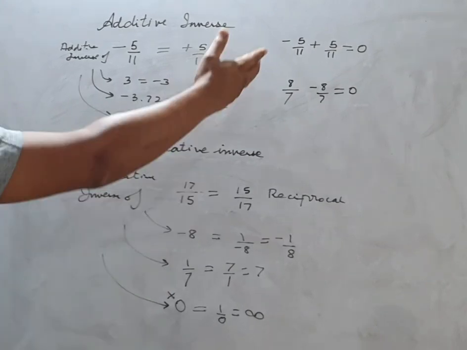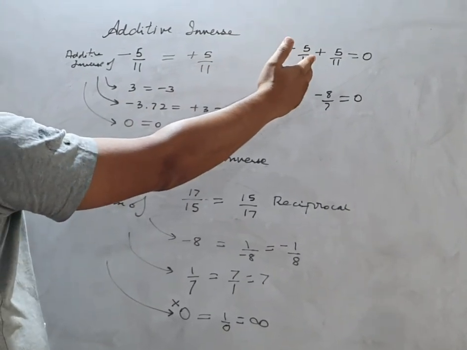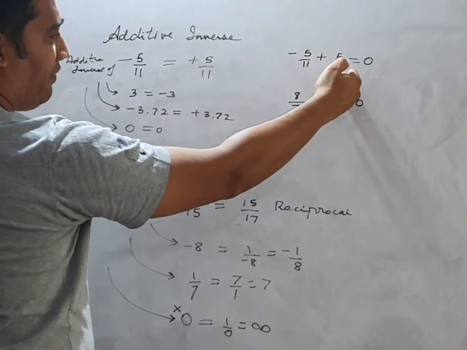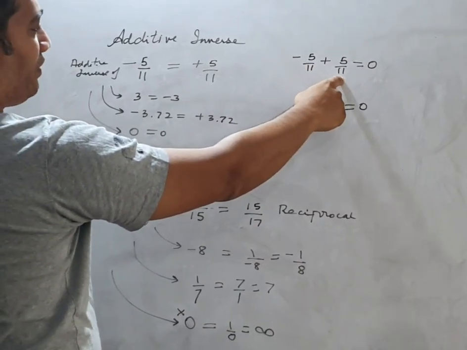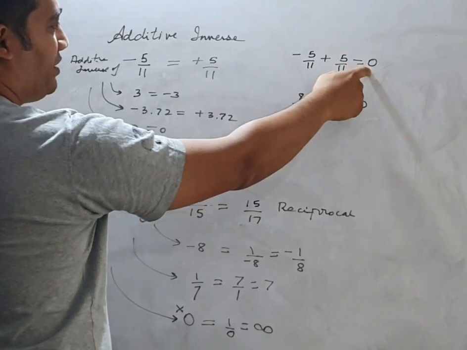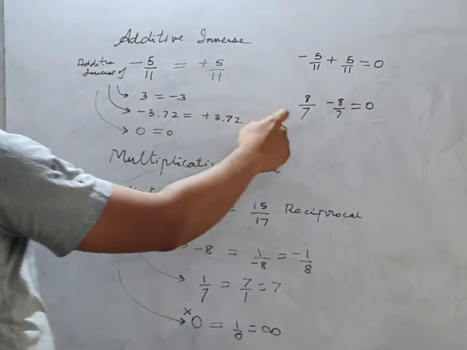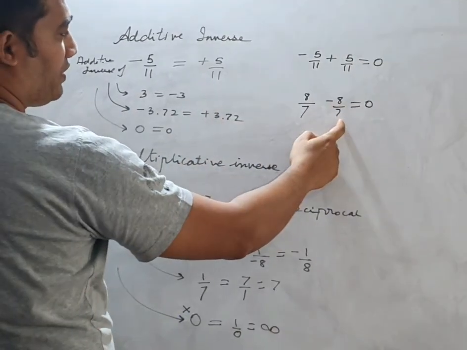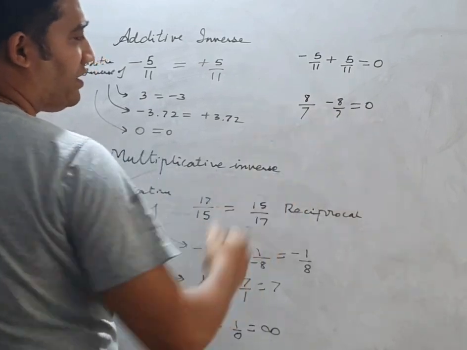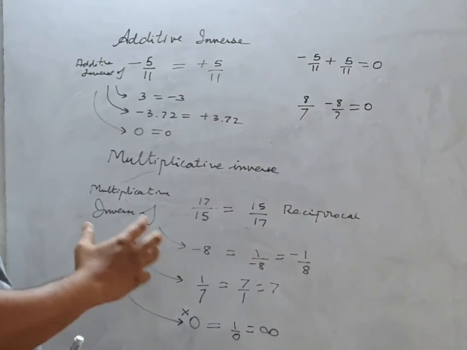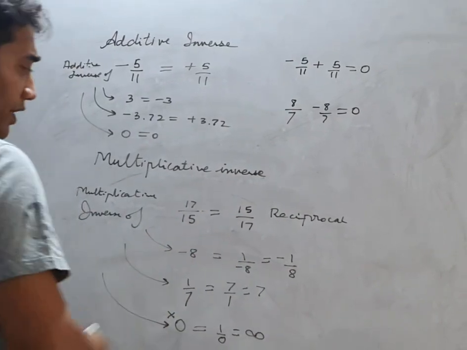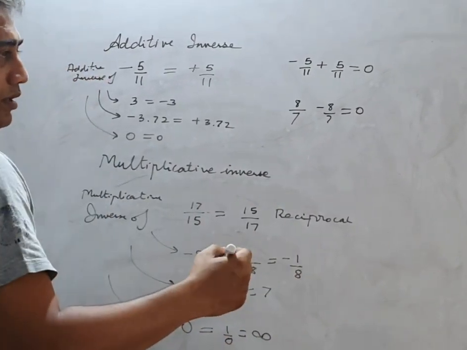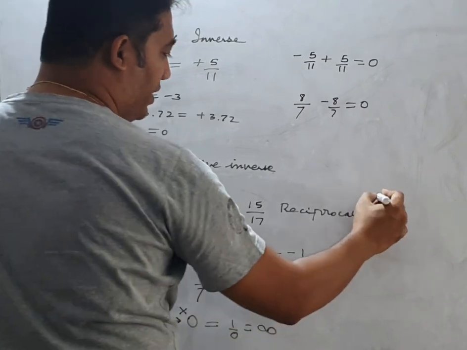Now, as we had with additive inverse, the sum of a number and its additive inverse: negative 5 upon 11 is the number, its additive inverse is 5 upon 11, and its sum is 0. Here it is 8 upon 7, its additive inverse is negative 8 upon 7, its sum is 0. So the sum of a number and its additive inverse is always 0, and the product of a number and its multiplicative inverse is always 1.